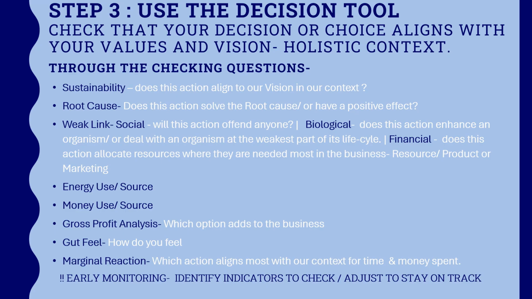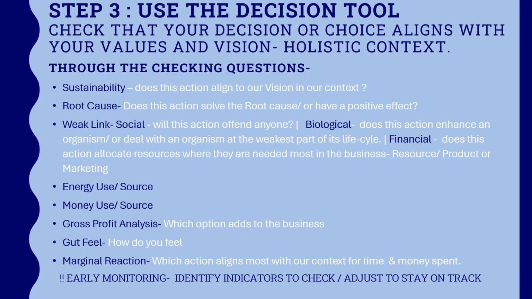It's about making sure we solve the root cause of the problem, or does the action have a positive effect? If it's not a problem we're checking, we can just check that the option we're choosing does have a positive effect towards our holistic context. The weak link series of questions are also very key because it helps us build from the base up. And so it's social. Will this action offend anyone? The biological question is, does this action enhance an organism or deal with an organism at the weakest part of its life cycle? Because that's the most important point in a life cycle that you have to look at.